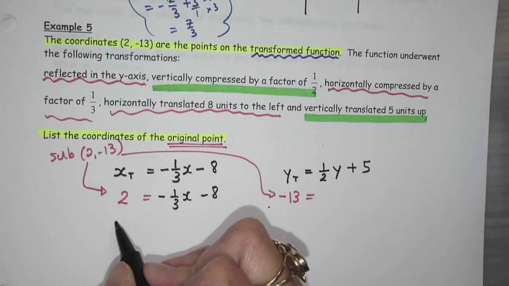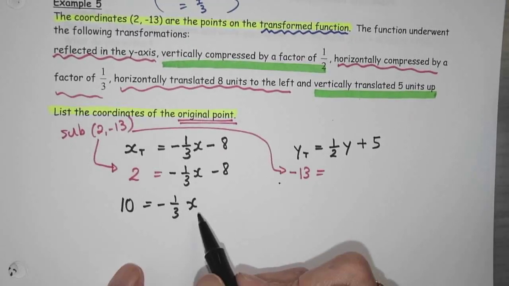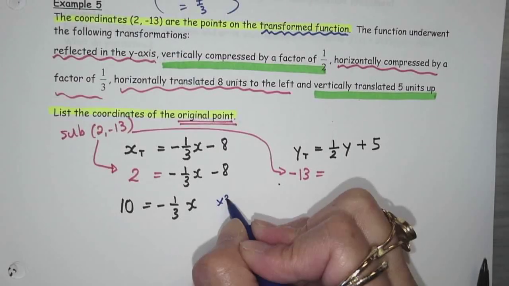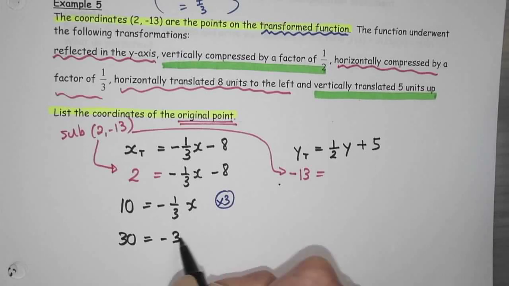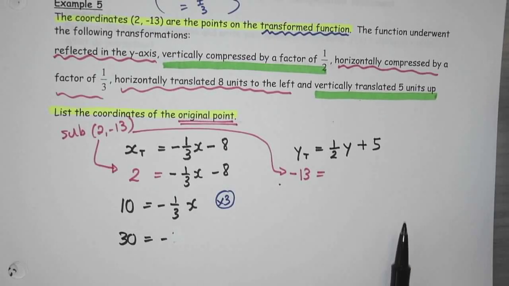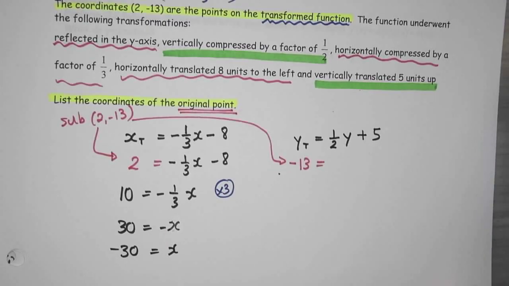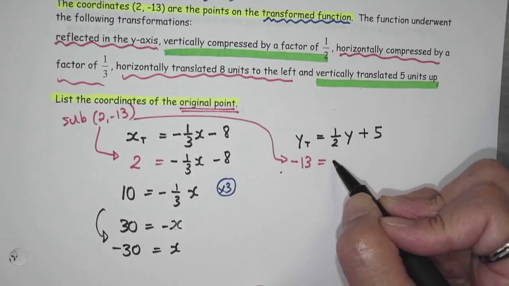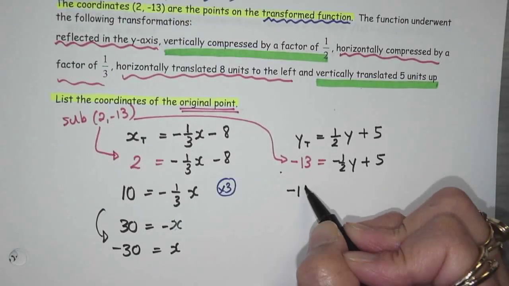So bring the 8 over, so that'll be 10. Multiply both sides by 3, so multiply everything by 3, so it'll be 30 equals negative x, and then divide both sides by -1, or you could have done that in one step. Okay, so if you could have gone there, then that's okay. Here, same thing. Bring the 5 over, so -18.